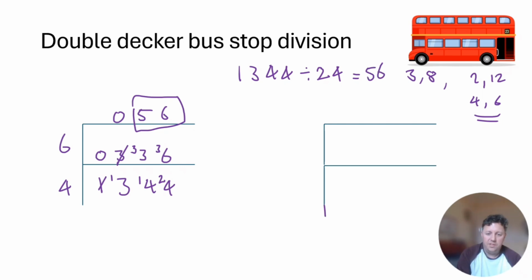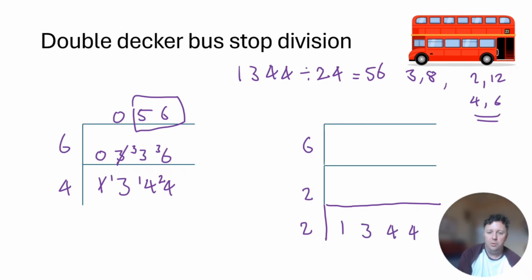Now, there's another little trick we can actually do with this. I'm adding another layer to the bus stop, and what I'm going to do is split up the 4 into 2 2s, because a factor pair of 4 would be 2 and 2. So we could actually divide by 2, divide by 2, and then divide by 6, or we could do those in any order. And I'm just going to show you what happens when we do this.